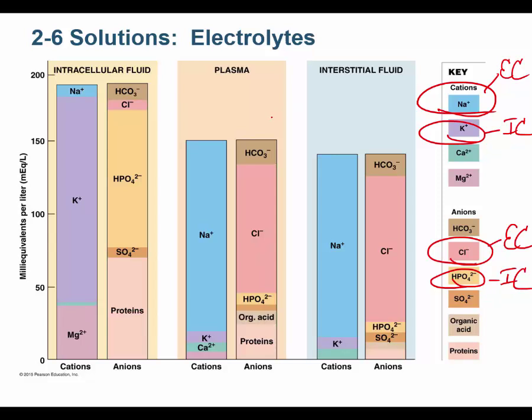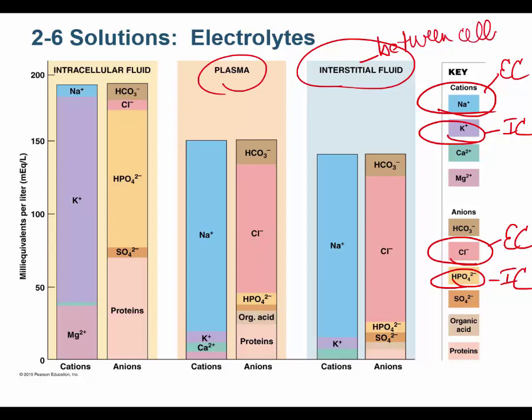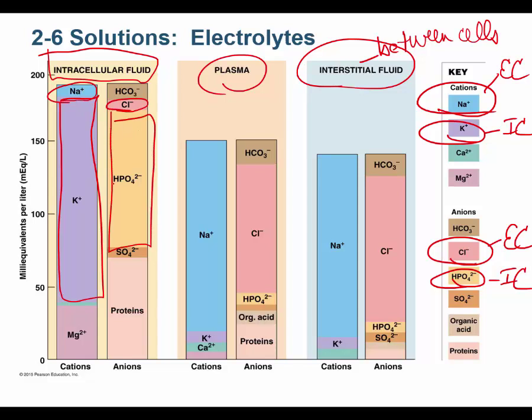Now, is that what this graph shows me? Sure. Plasma and interstitial fluid between the cells is extracellular. It's outside the cells. Intracellular is intracellular. So look at intracellular. Is there much sodium intracellular? Nope. Is there much potassium intracellular? Yep. Potassium is a major intracellular cation. Let's look at the anion intracellular. Is there much chloride intracellular? Nope. Is there much phosphate intracellular? Yep. Phosphate is a major intracellular anion.